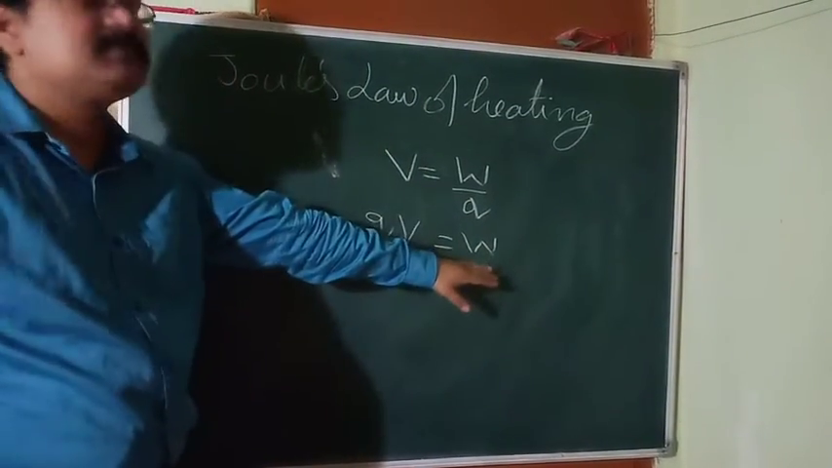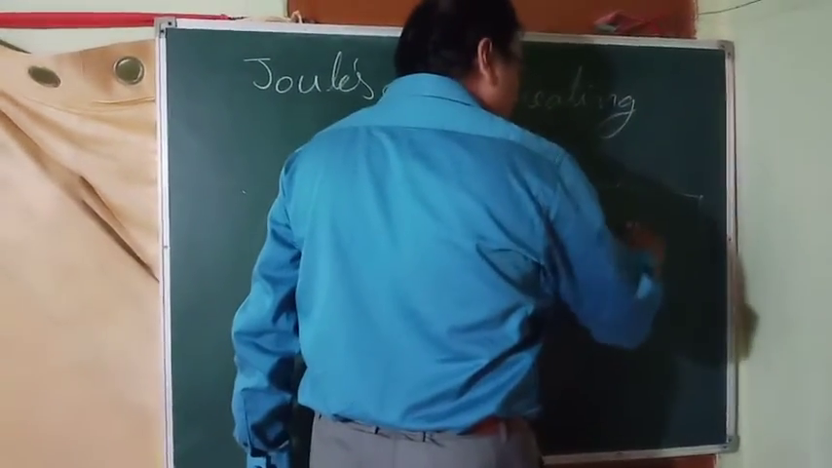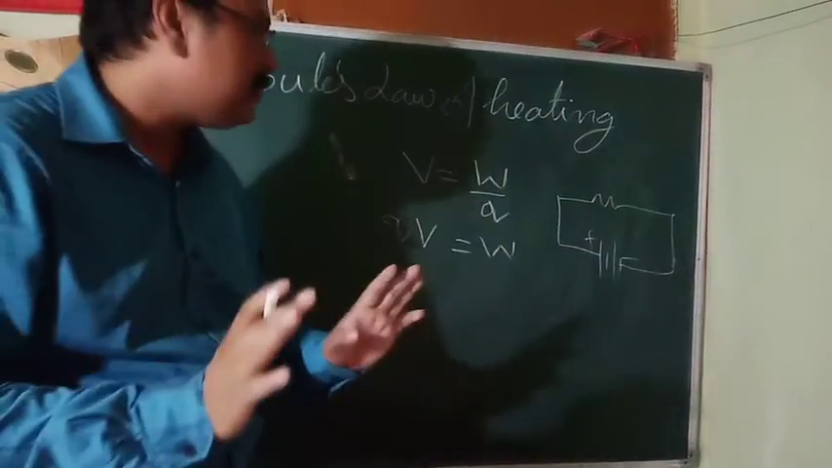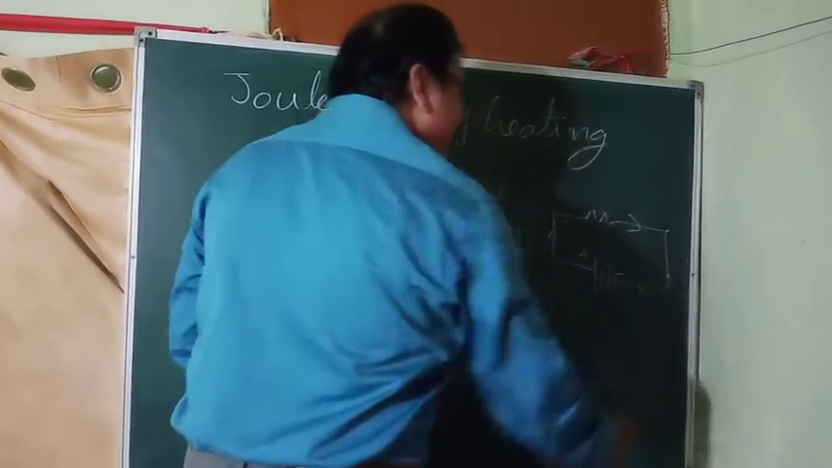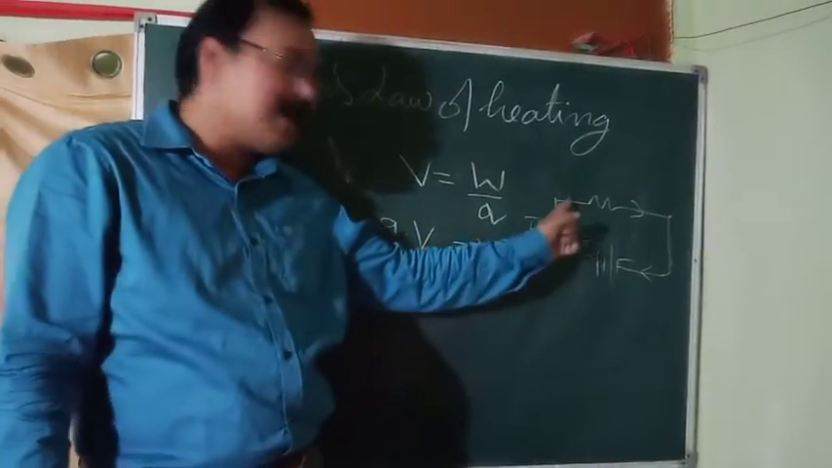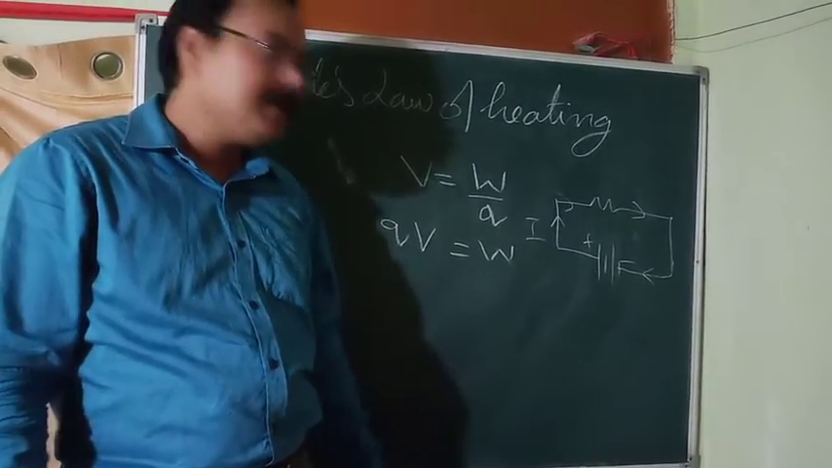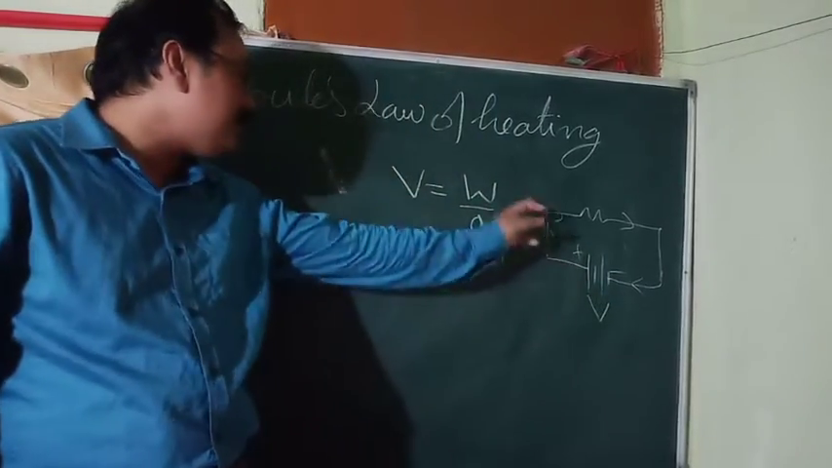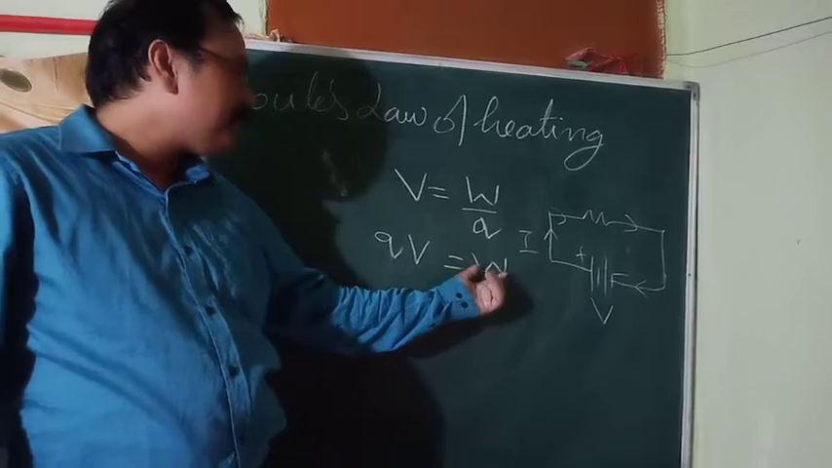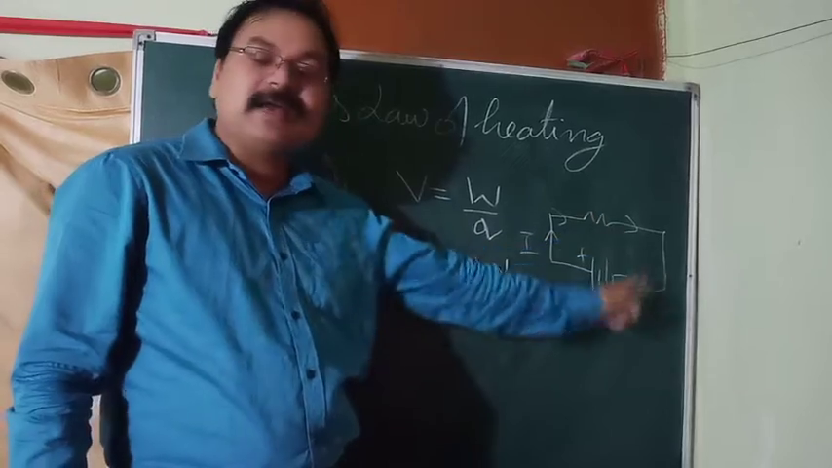Now see, what is this work? If a circuit is there, and in that circuit you have a battery, so this battery has to work in order to maintain the current in the circuit. And when it is working, what is it sending? Charge. The battery is sending the charge through the circuit to maintain this current, and it is applying potential difference V. So as it is applying potential difference V and sending charge Q, work done is QV.